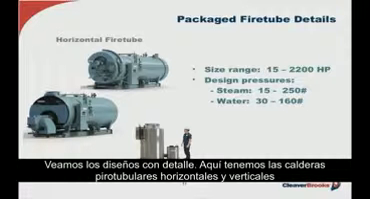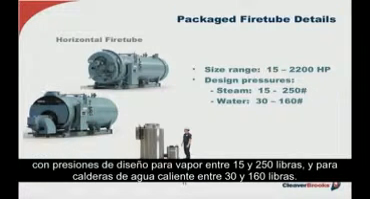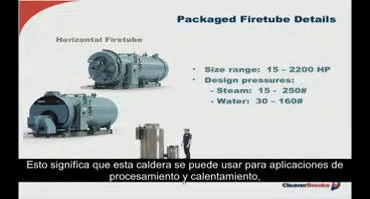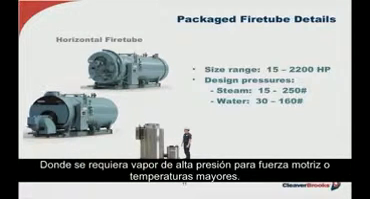As you can see, it comes either in a horizontal or in a vertical orientation, and typically spans a package range between 15 and 2200 horsepower, with design pressures for steam between 15 and 250, and for hot water boilers between 30 and 160 pounds. This means this boiler can be used in both process and heating applications, and is typically found in industrial process applications such as food, petrochemical plants, hospitals, university campuses, and so on, wherever high pressure steam is required for either motive force or higher temperatures.